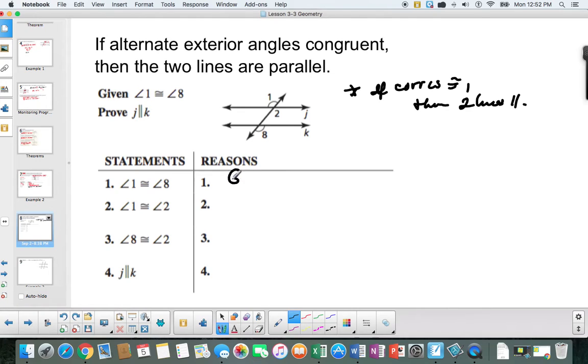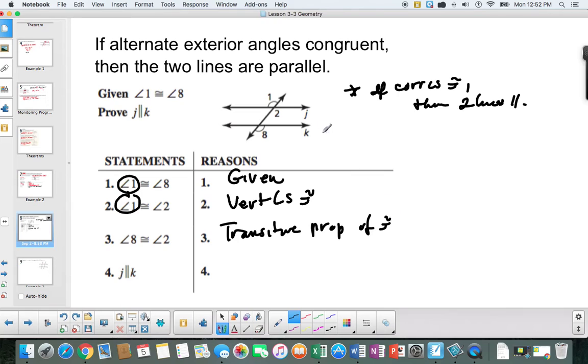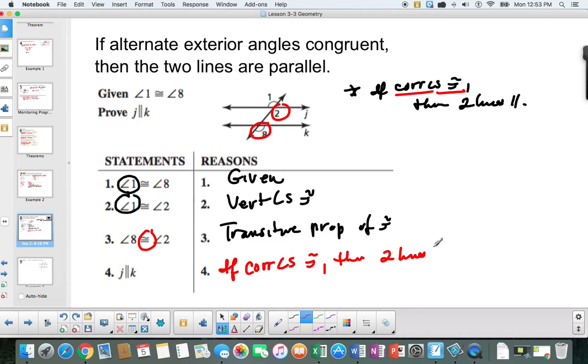So statement 1 is the given. Angles 1 and 2 are vertical angles, so they are congruent. And again, we have this connection happening. So by the transitive property of congruence, we have angles 8 and 2. Angles 8 and 2 happen to be corresponding angles, and we have shown that they are congruent. So we can reach the conclusion that these lines are parallel by using the theorem: if corresponding angles are congruent, then the two lines are parallel.